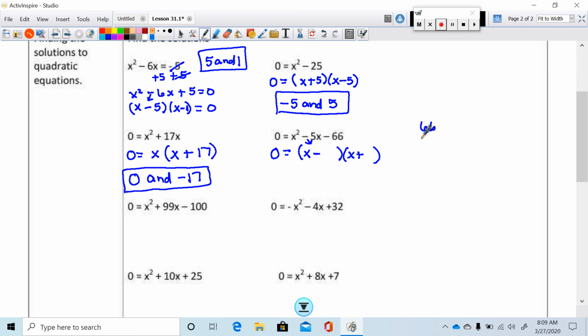Well, the factors of 66, if you start dividing, 66 divided by 1 is 66. 66 divided by 2 is 33. 66 divided by 3 is 22. 4 doesn't work, 5 doesn't work, 6 times 11. Actually, that's it, because when I subtract those numbers, I get a 5. Okay, so you want to put the biggest number first, 11, and then 6. And because you're finding solutions equal to 0, you're doing the opposite. So the opposite of negative 11 is positive 11, and the opposite of positive 6 is negative 6.